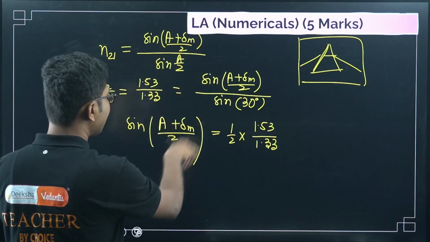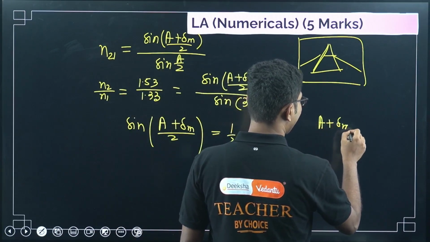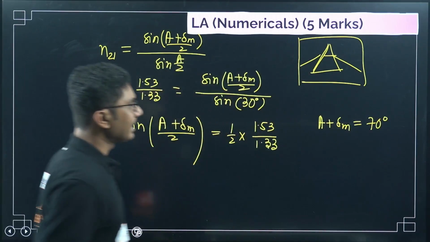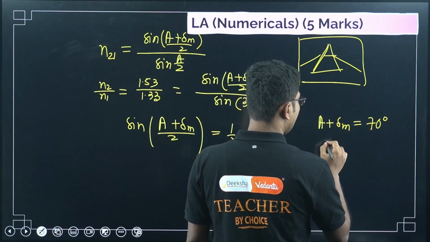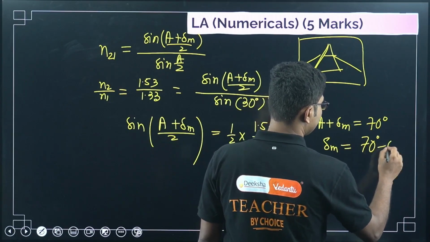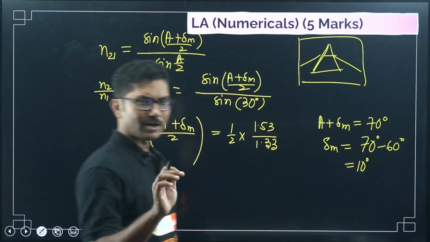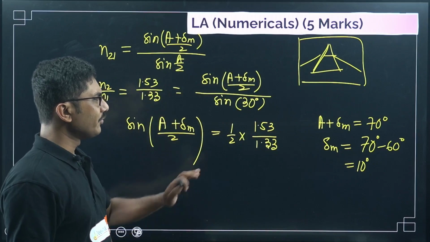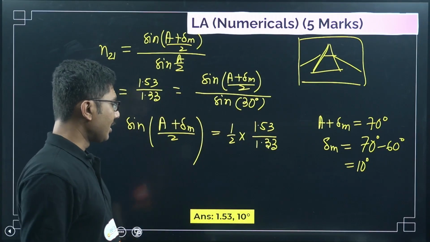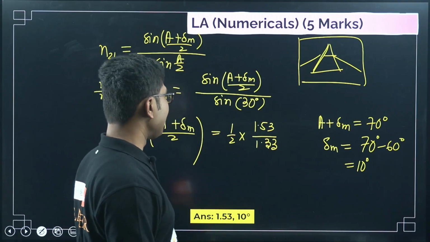Now if you calculate everything, you will get that A plus delta m equals 70 degrees. If you use your calculator to find this value, delta m will be 70 minus 60, which is 10 degrees, approximately slightly more than 10 degrees but very close to 10. So we can write delta m is equal to 10 degrees. You can see the answer: refractive index is 1.53 and the angle of minimum deviation is 10 degrees.